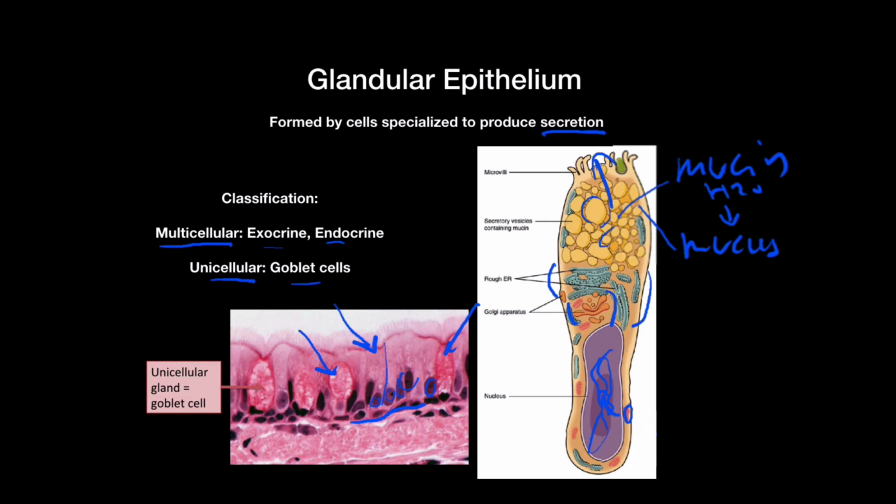Now going over to exocrine and endocrine, the multicellular glandular epithelium. Alright, so we classify glands based on their secretion, right? It's either going to be endocrine or exocrine glands. Endo means within. So the products of endocrine are going to go within the body, in our bloodstream. And the products of exocrine are going to go outside, to any surface where these glands are located.